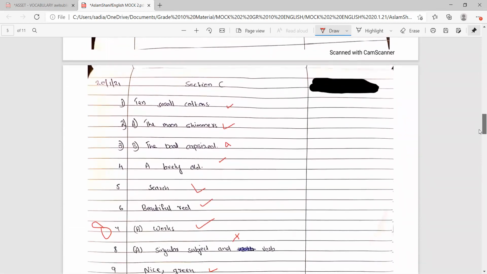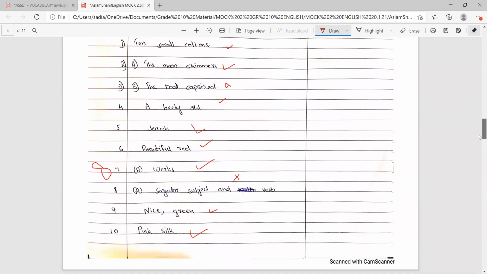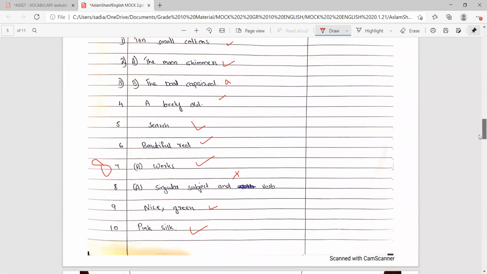Then we have the grammar section. The grammar section is also done quite well. There are only two errors. The third question requires the answer to be a girl's shirts. Girls wear shirts, and that is option D. And for the eighth question, that is B, that is plural subject and verb.